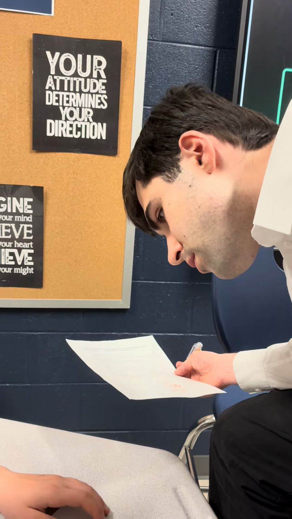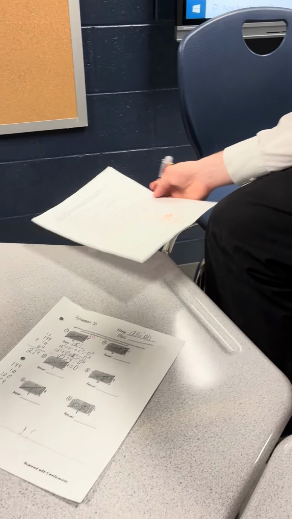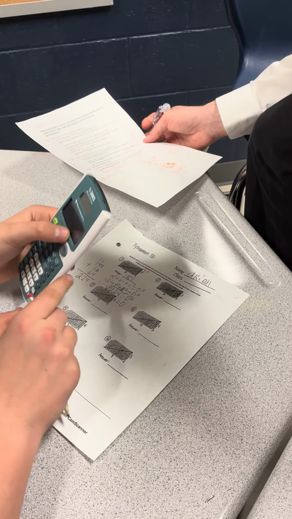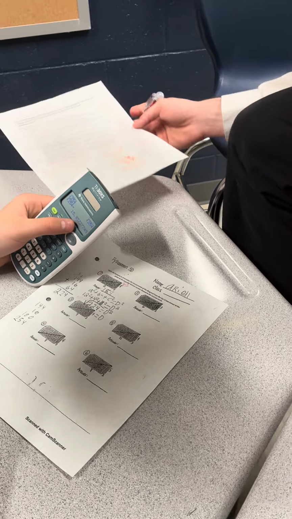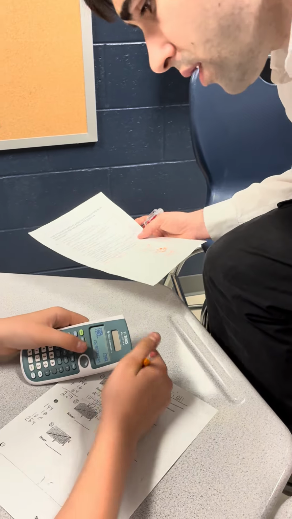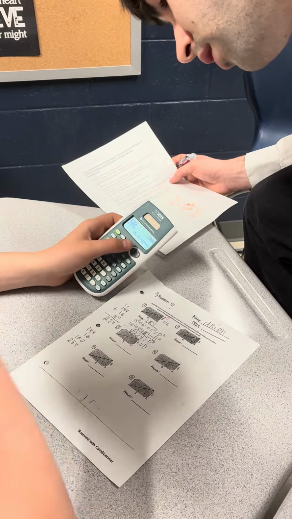We get 254, and then if you square root that... Since we don't have a calculator, how would you do that? 15.93. So we could just say 16. Let's round it to what it says here, the nearest tenth.